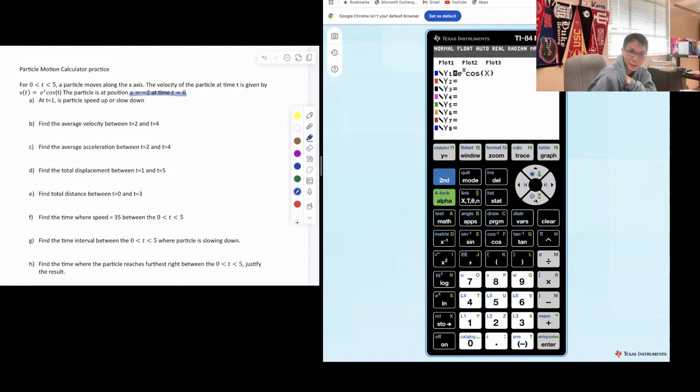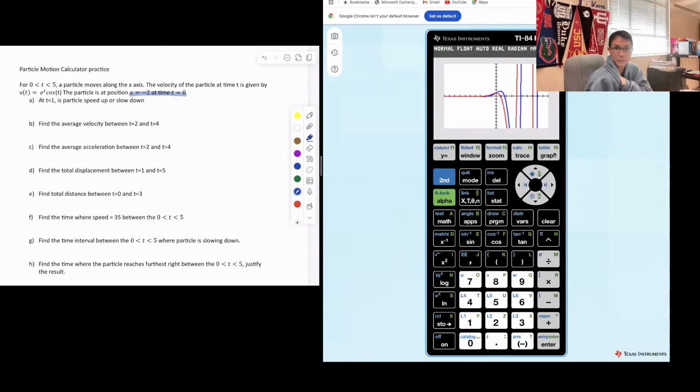Now, not only that, I need to compare the velocity with the acceleration. So I'm going to take a derivative here by pressing math, because I'm going to graph the derivative of it. It's math, nDeriv is 8, and then x, and then the y1 function, and x equal to x. Everybody knows how to do that, right? Okay, so now we're going to graph it.